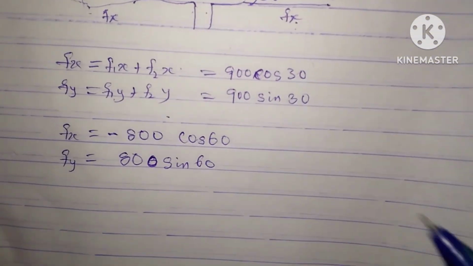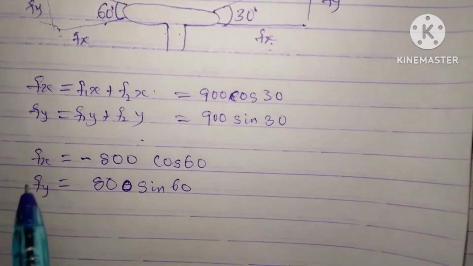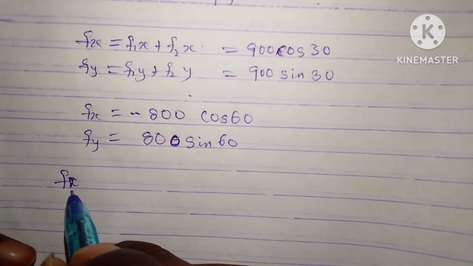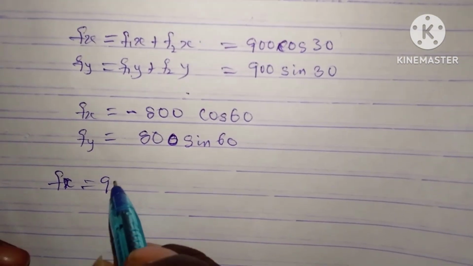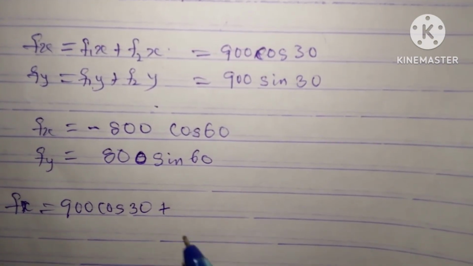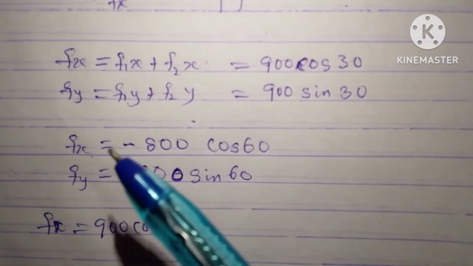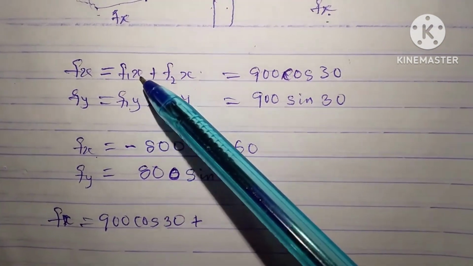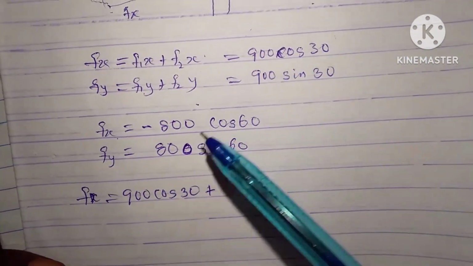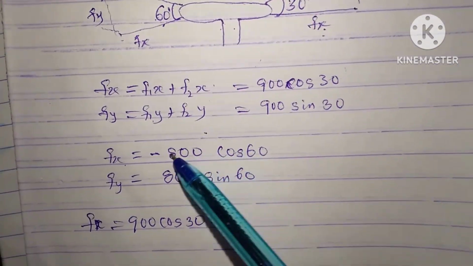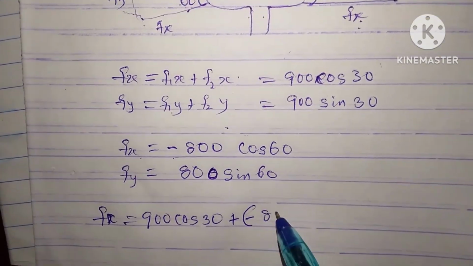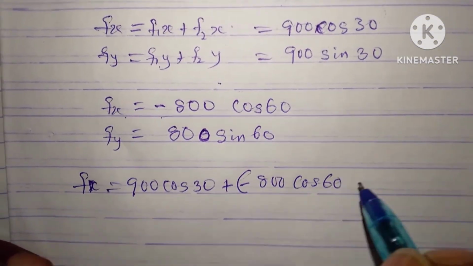So let's find the x component. At this point, we are going to say Fx is equal to 900 cos 30 plus, because this is Fx, from the question F1x plus F2x. F1x is this one, while F2x is this one. So we are going to have plus, open the bracket, minus 800 cos 60, close the bracket.